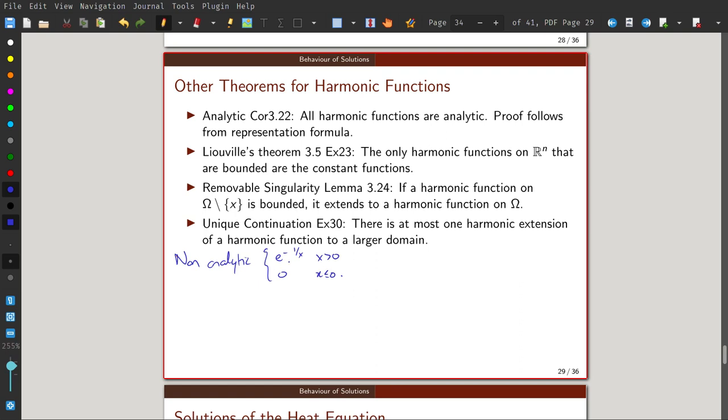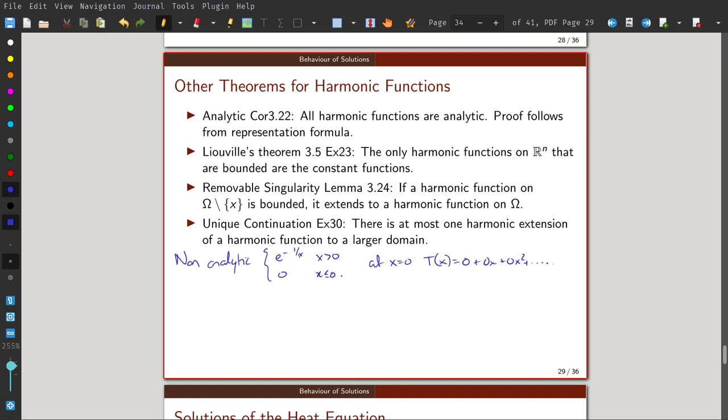So the conclusion is that its Taylor series is 0. So at x equals 0, the Taylor series is just 0 plus 0x plus 0x squared, and so on. And clearly that does not converge to this function, because this function is positive for small x greater than 0. So there's no neighborhood of 0 where the Taylor series converges to the function. So that's an example of a non-analytic function.